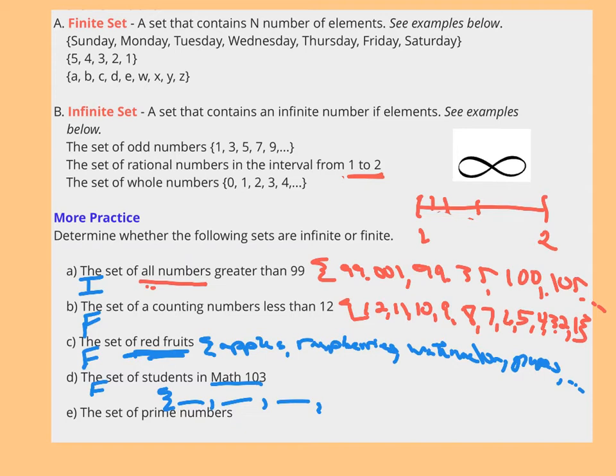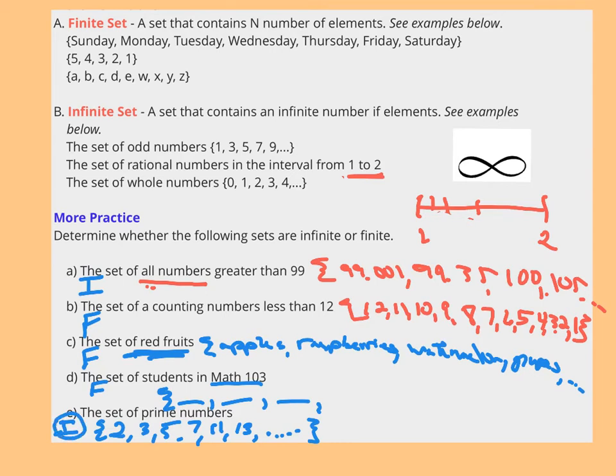The last set is the set of prime numbers. A prime number is a number whose only factors are 1 and itself. So our first prime number is 2, 3, 5, 7, 11, 13, and this set continues to go on. So this set, we don't really have an ending. We could always find another prime number down the road. So we would say that this particular set is infinite.